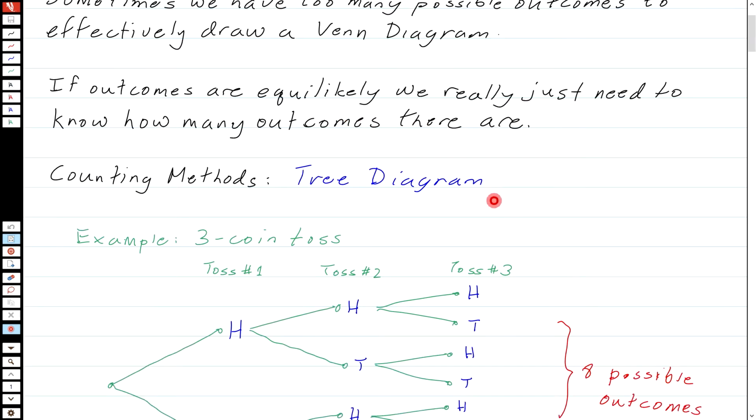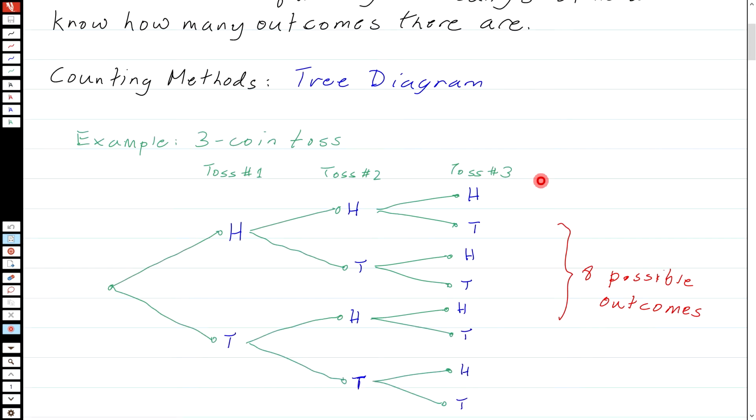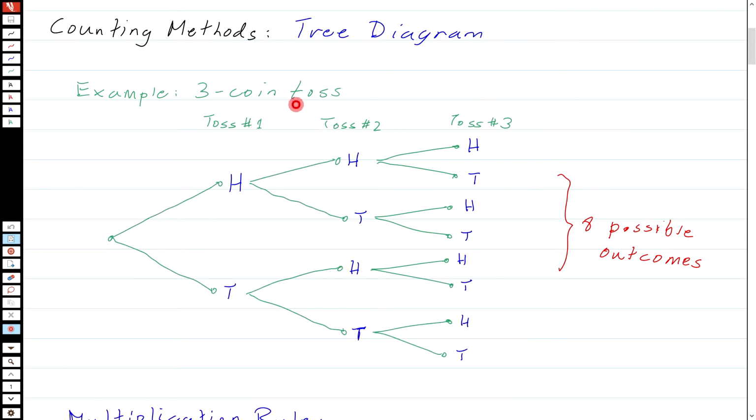There's quite a number of different counting methods. A fairly simple graphical approach is the tree diagram. An example of that is our 3-coin toss. So we toss the coin once, we get either a head or a tail. On our second toss, we can come out this branch or this branch, and again, we get either a head or a tail. So for the second toss, there are 4 possible outcomes. And then we could come out each of those branches, and again, the next toss, we have 2 outcomes for each of those branches, for a total of 8 possible outcomes altogether.